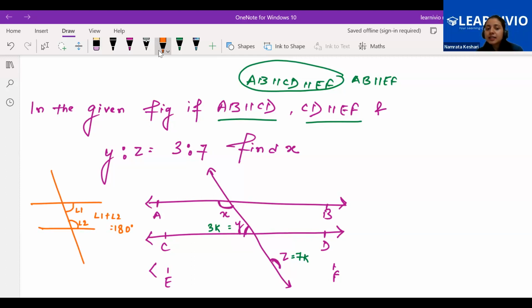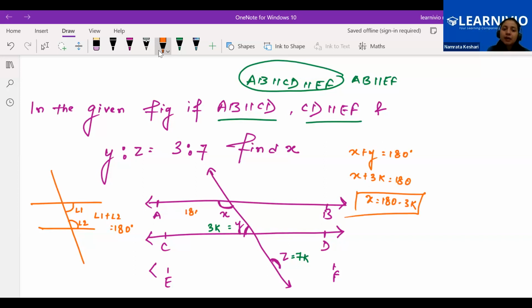If Y is 3K, then what can be taken as X? Focus on the pair of parallel lines AB and CD. If Y is 3K, according to our assumption, then can we say X plus Y is 180 degrees? And Y is 3K, then X will be 180 minus 3K. Can we say? So we can say X is 180 minus 3K.